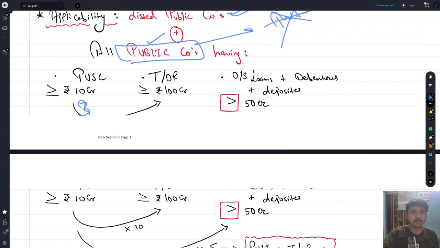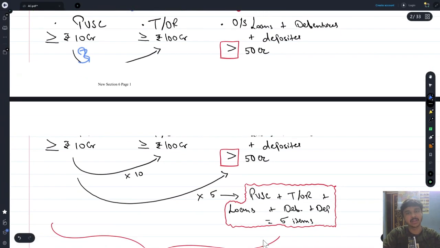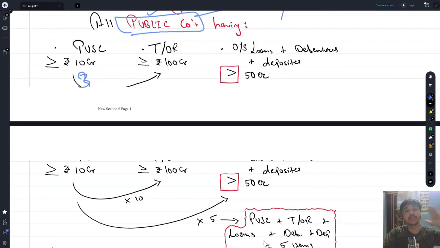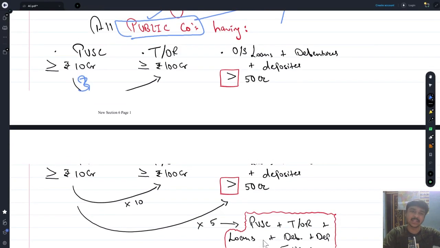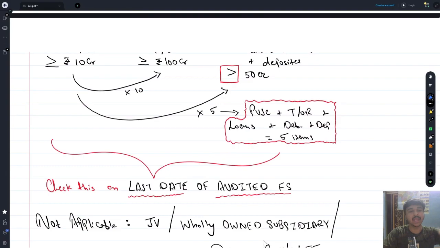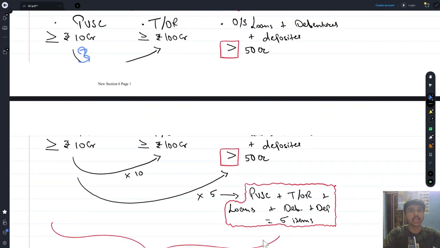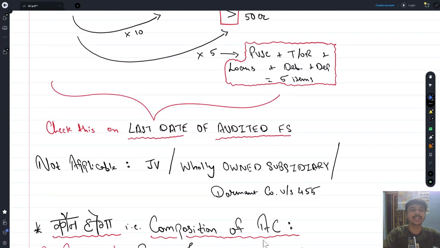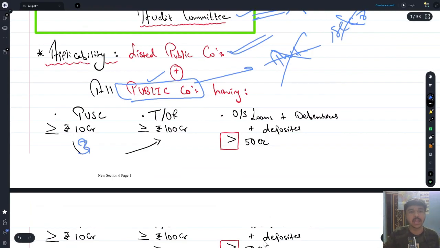If you are a listed company, you have to form an audit committee. But if you are just a public company and not yet a listed company, and if you fulfill any of the criteria given by the section, you have to form an audit committee. So which are these criteria? The first criterion is your paid up share capital is greater than or equal to 10 crore rupees.